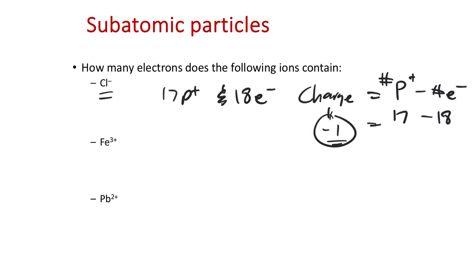But if you said chlorine 2-, how many electrons would it have? It'd have 1 more electron. It would have 19 electrons. So you can think of just going chlorine 0, neutral, 17 electrons, negative adds 1 electron, -2 would add 2 electrons, -3 would add 3 electrons.